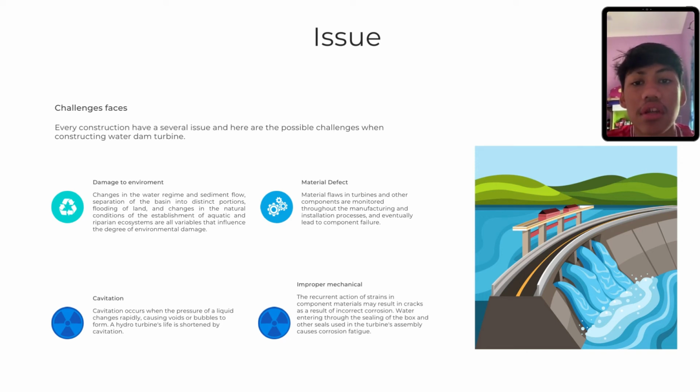Change in the water regime and sediment flow, separation of the basin into distinct portions, flooding of land, and changes in the natural condition of the establishment and aquatic and riparian ecosystem are all variables that influence the degree of environmental damage. Next is the material defect. Material flaws in the water turbine and other components are monitored throughout the manufacturing and installation process, as they can eventually lead to component failure.